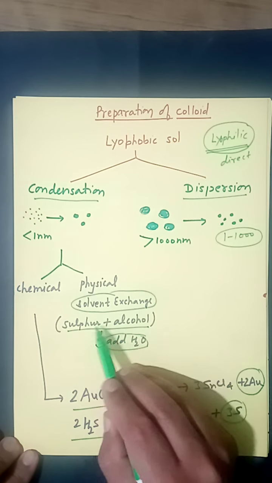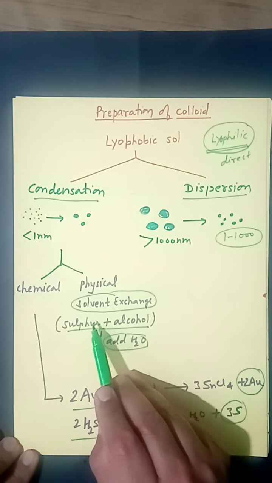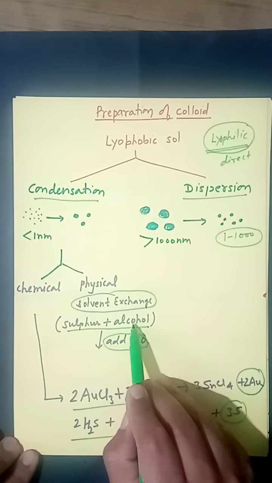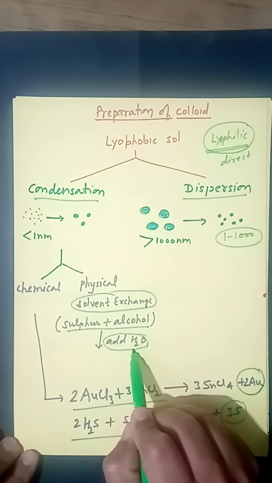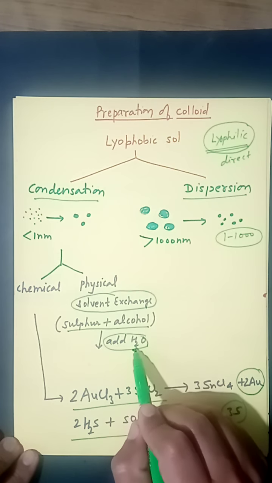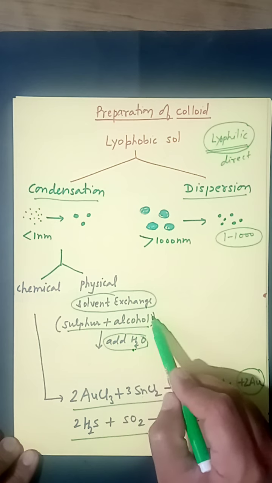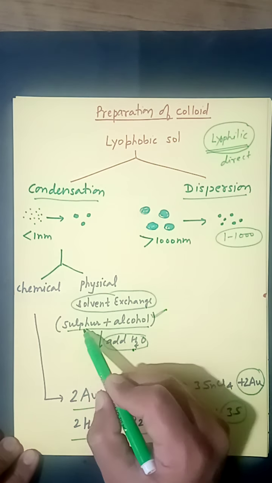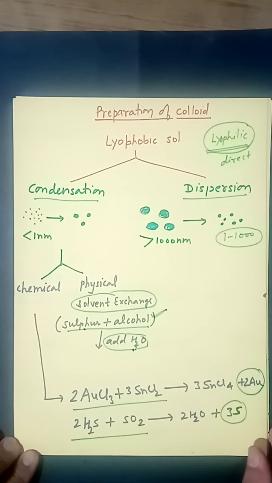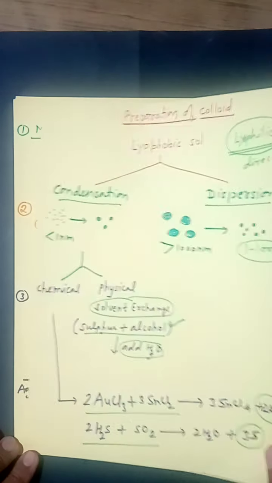I repeat, in this method, a true solution, here for example sulfur and alcohol, is mixed with another liquid, which is water here, in which the solvent is soluble but the solute is insoluble. These solute particles associate and form particles of colloidal dimension. So these are two processes in condensation, one is chemical and the other is physical.